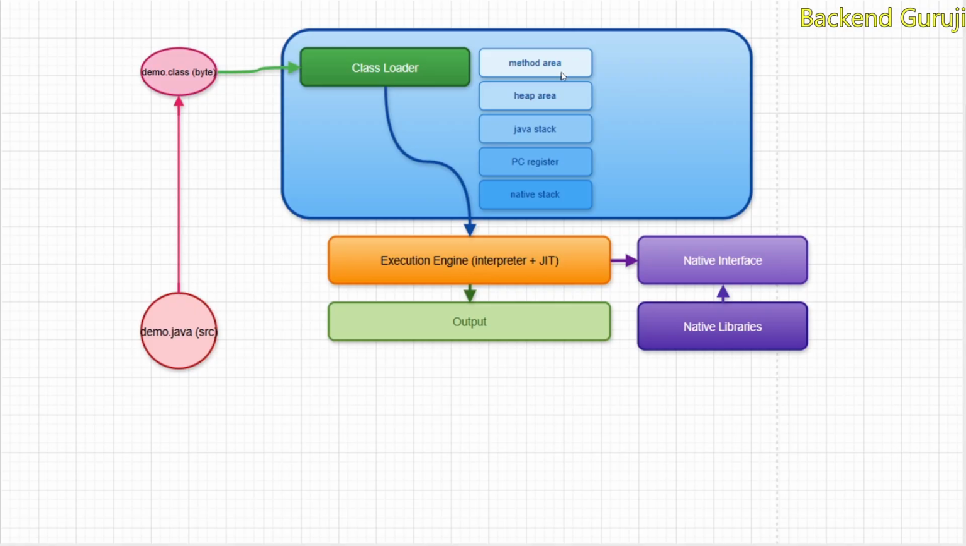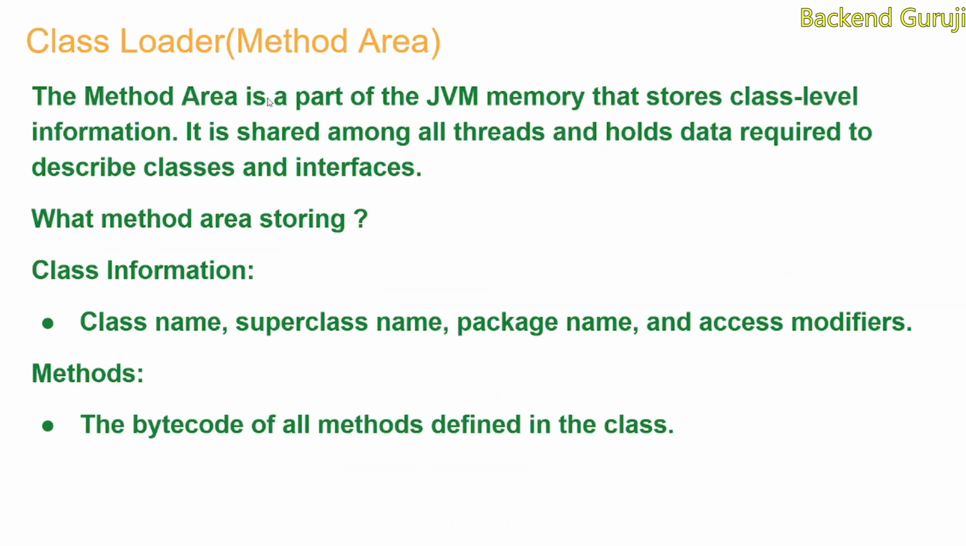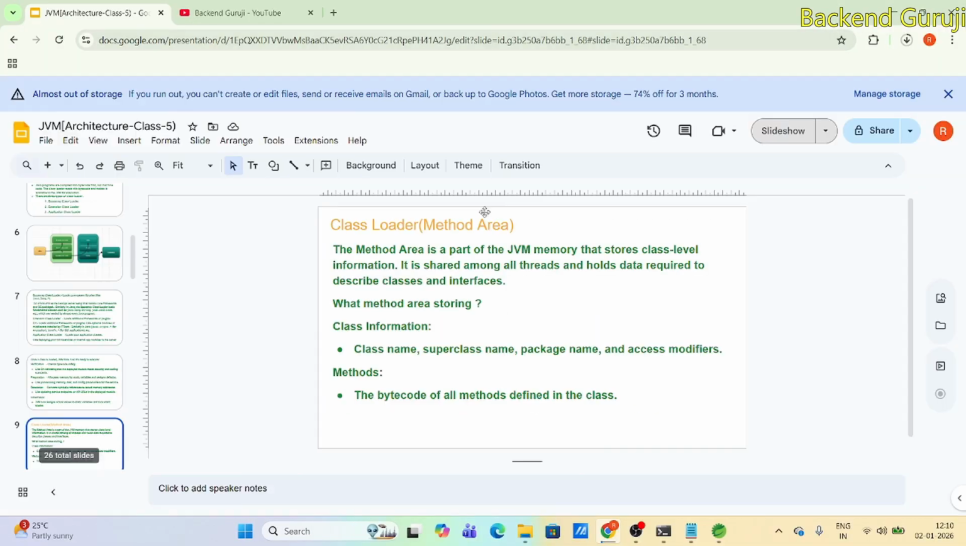First, we need to explain method area. What is method area? Method area is the part of JVM memory that stores class level information. It is shared among all threads and holds data required to describe classes and interfaces. Just imagine, method area means it's the JVM memory for class level information.